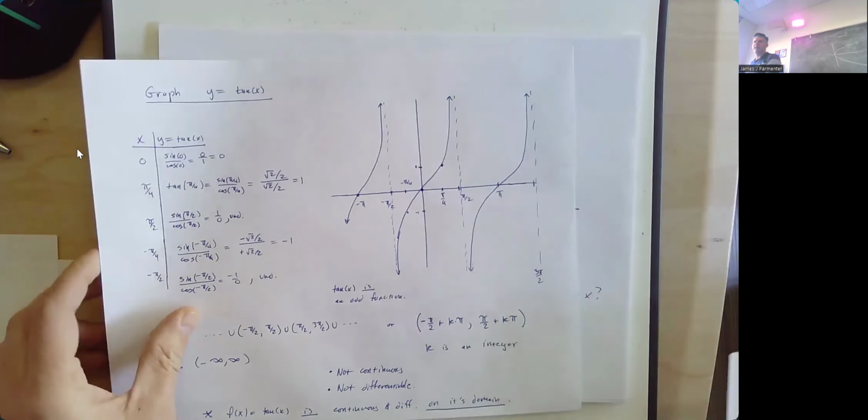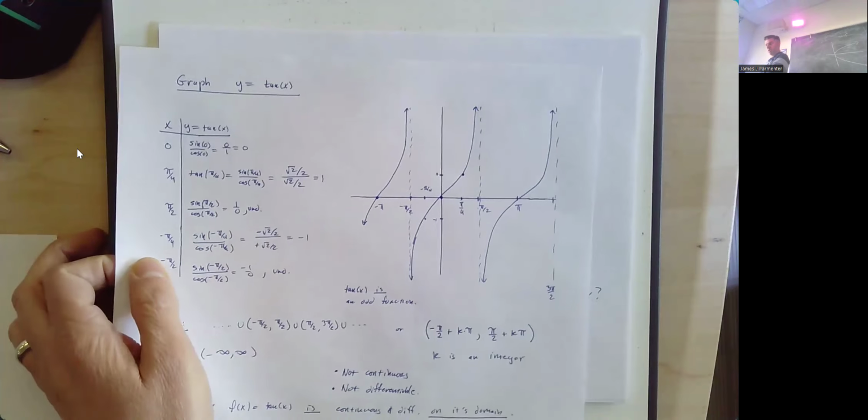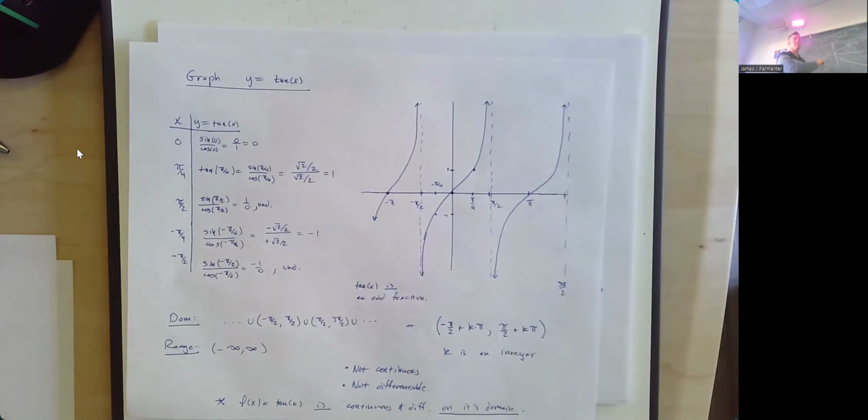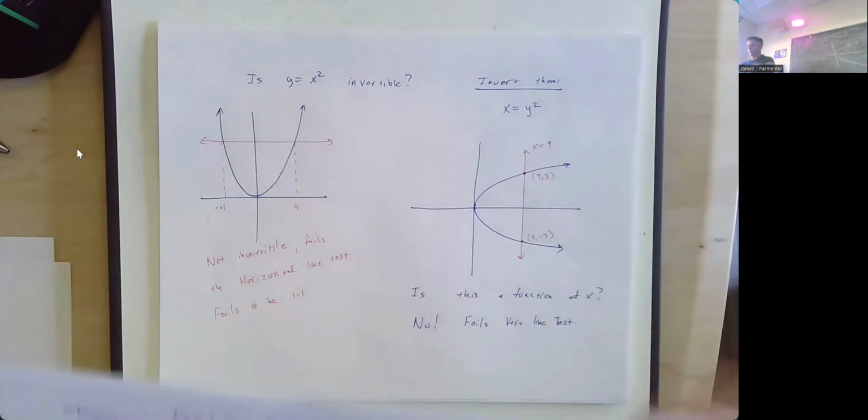Does it pass the horizontal line test? So if I draw a horizontal line, does it go through more than one point? Definitely. Does it pass the horizontal line test? No, it does not. Right, to pass the vertical line test, any vertical line should only go through one point at most. To pass the horizontal line test, any horizontal line should go through at most one point. So does it pass it? Definitely not. How about that one?